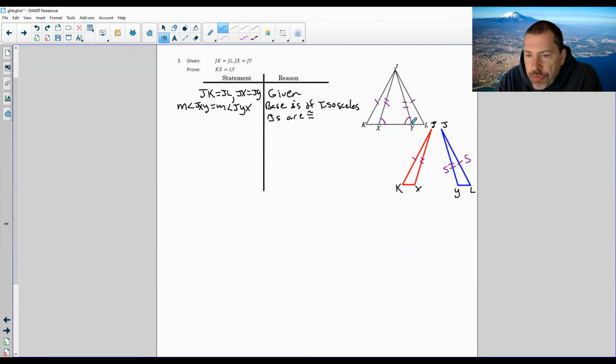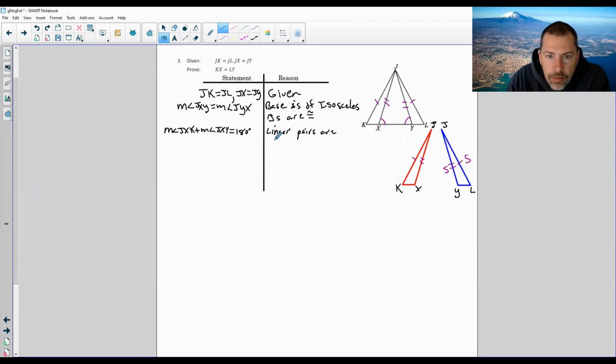All right, so the next thing we're going to say is the measure of angle JXK plus JXY equals 180 degrees. Okay, so JXY plus JXK. The measure of angle JXK plus the measure of angle JXY equals 180 degrees. And that's just simply the definition of our linear pairs are supplementary. Linear pairs are supplementary. Okay. So now I know that this and this are supplementary. So now I know that JXK is equal to JYL.